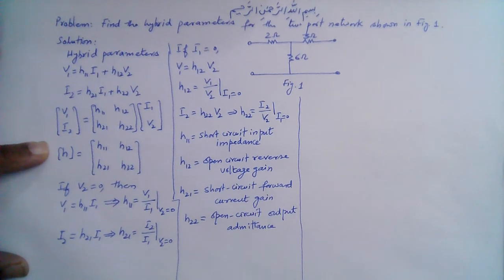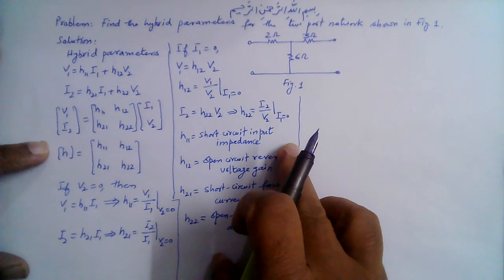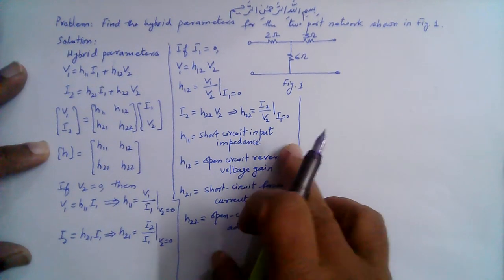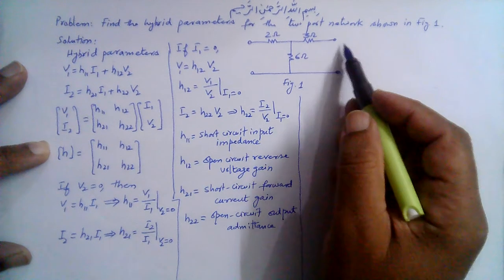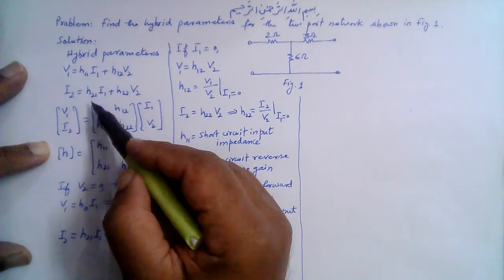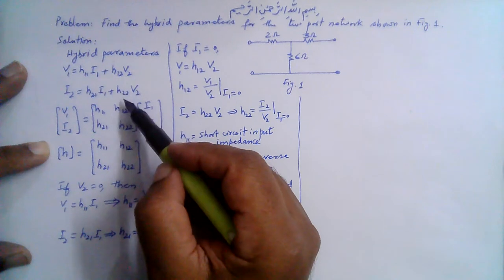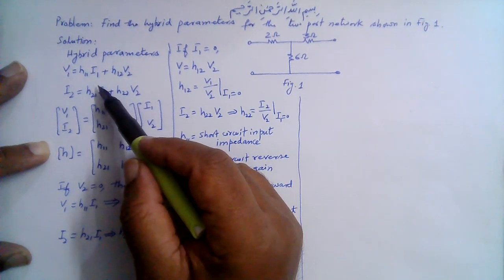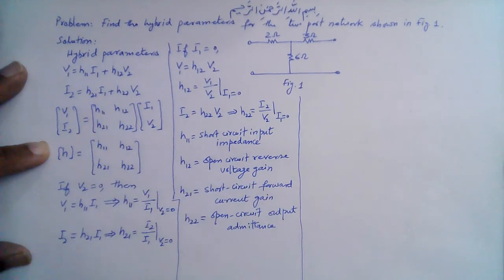So now to find out the hybrid parameters for the given circuit, we can employ a number of techniques. We can set V2 is equal to 0 first, right? And short circuit the output and find the remaining two parameters H11 and H21, and then to find the other parameters H12 and H22, we can put I1 is equal to 0. We can open circuit the input port and find the other two parameters.